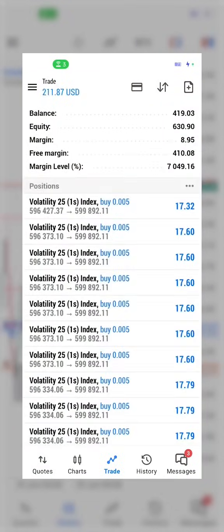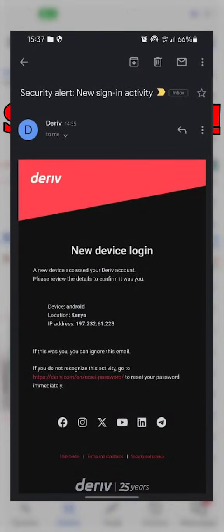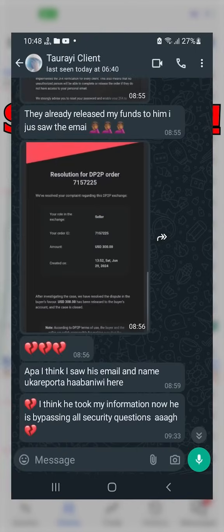Now, before going anywhere further, I want to warn you guys about scammers in Deriv P2P. The client I was working with here got his account hacked by a P2P trader while he was transferring the funds to me. The scammer managed to enter into his account, and as I record, the scammer has withdrawn about 300 USD from my client's account.